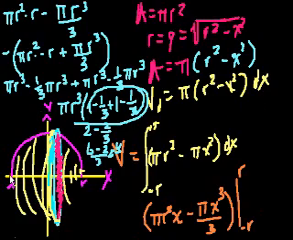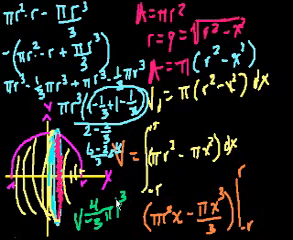So the volume of the sphere is equal to 4/3 pi r cubed, which is the equation for the volume of a sphere.